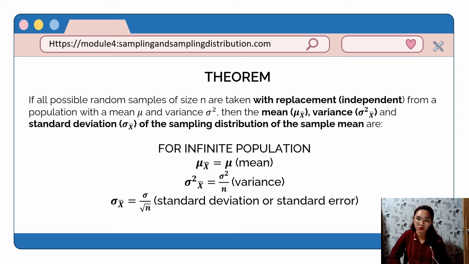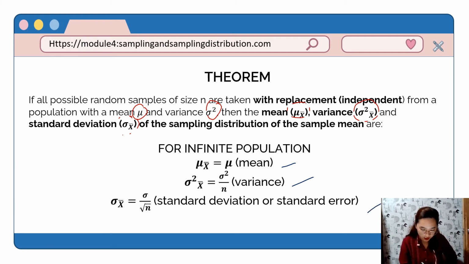If all possible random samples of size n are taken with replacement or independent from a population with a mean and variance, then the sample mean, the variance, and the standard deviation of the sampling distribution of the sample mean are these. Yung sample mean natin equal siya sa population mean. Yung variance naman, yung ating population variance divided by sample size. Yung ating sample standard deviation naman, population standard deviation divided by square root of the sample size.